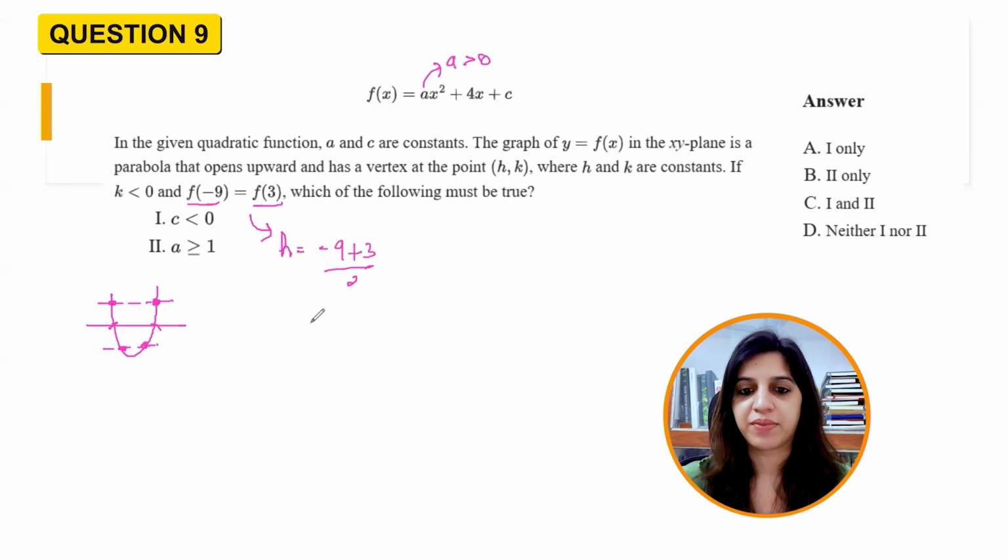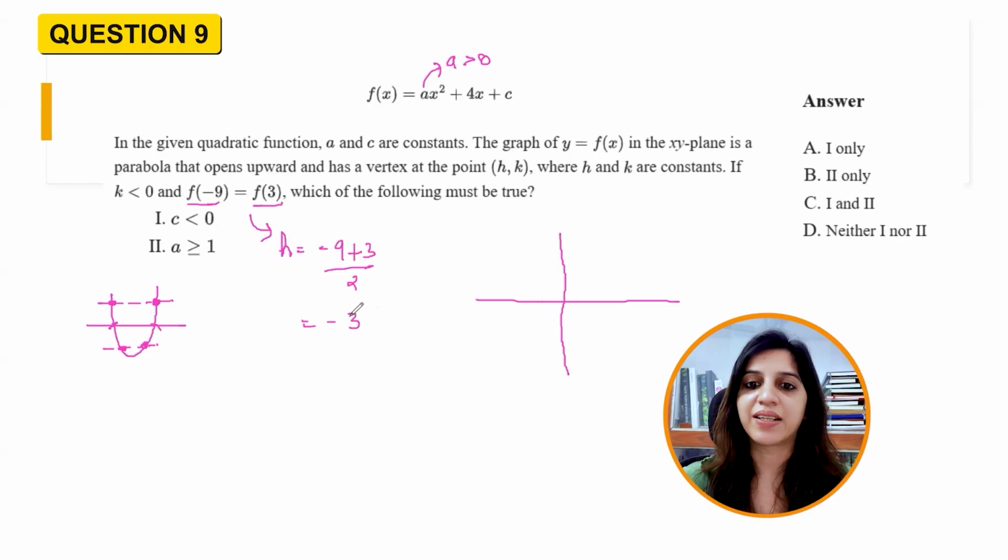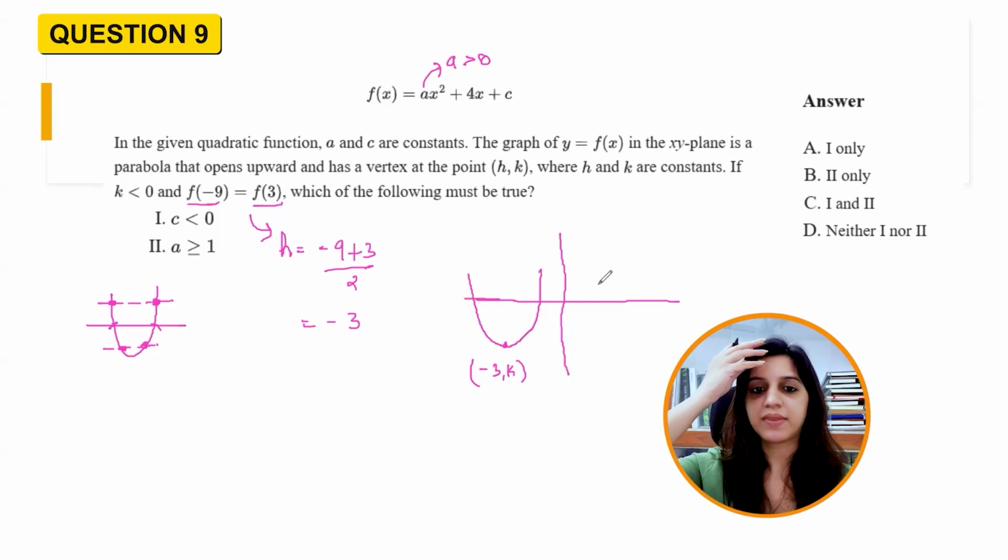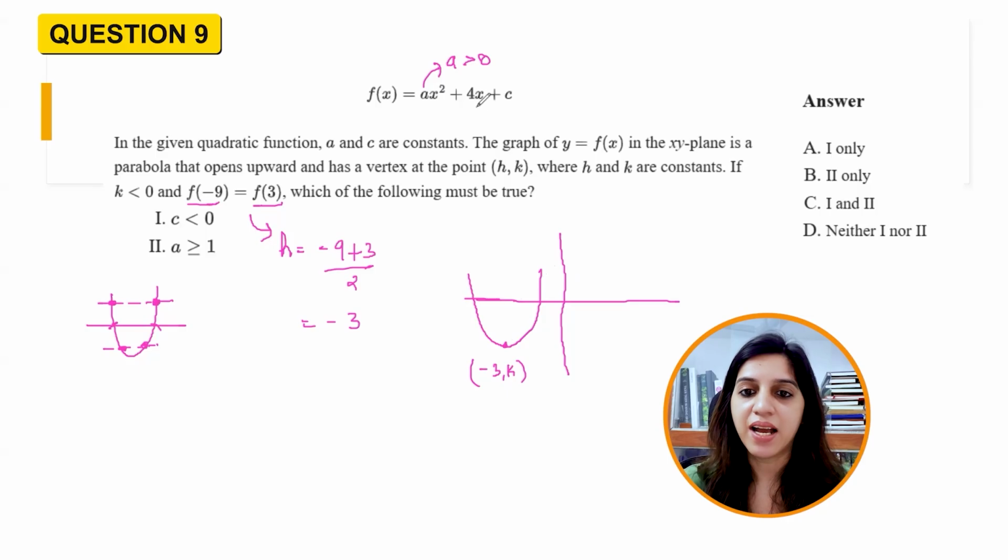What is it going to be? Minus 3. Yes. So now I know exactly where to place my vertex. Let's visualize this. I know that the x coordinate of the vertex is -3. I know the y coordinate is negative, which means I can place the vertex in the third quadrant. And then I know it opens upwards. So I know it's something like this. And then I can also find the vertex from the equation.